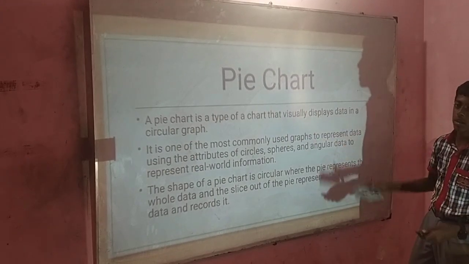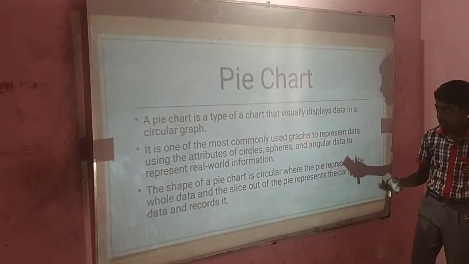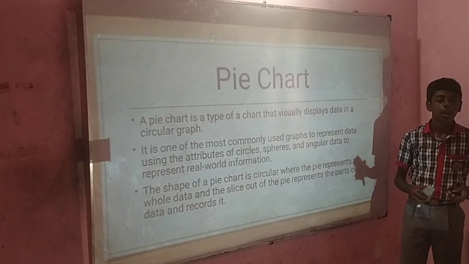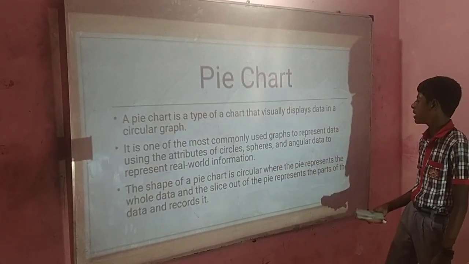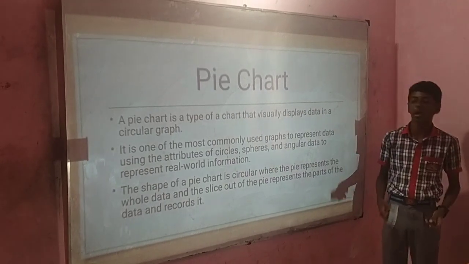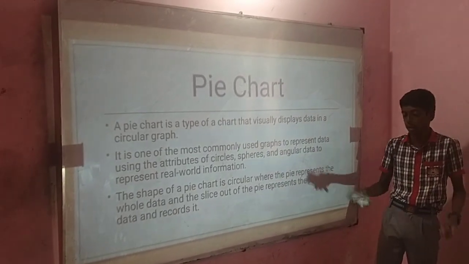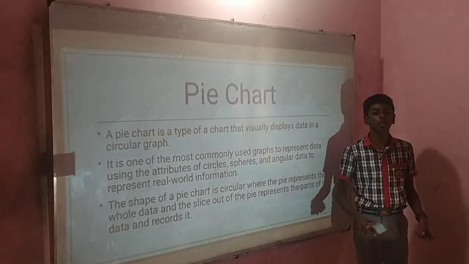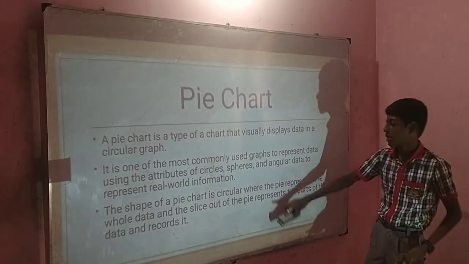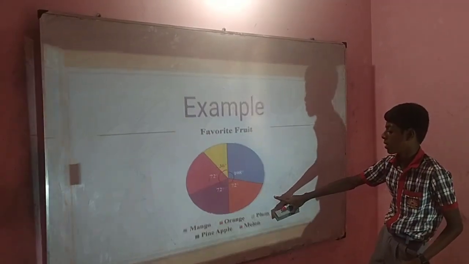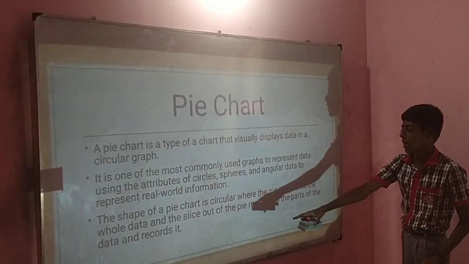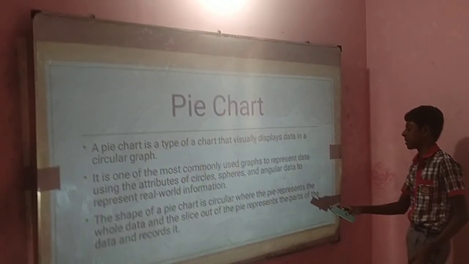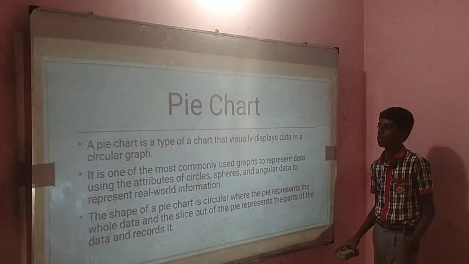So now we are coming to pie chart. The pie chart is a type of chart that visually represents data in a circular graph. It is one of the most commonly used graphs to represent data using the attributes of circles and spheres and angular data to represent real world information. The shape of a pie chart is circular, where the pie represents the whole data and the slices of the pie represent the parts of the data and record it.